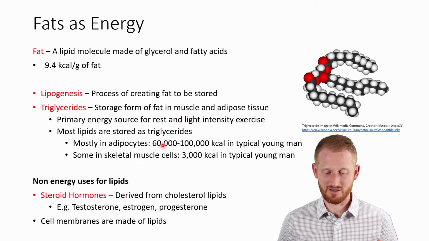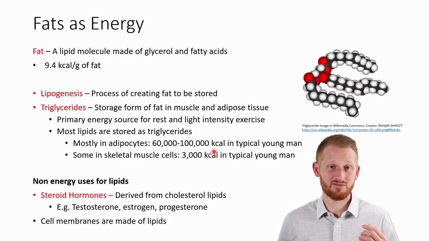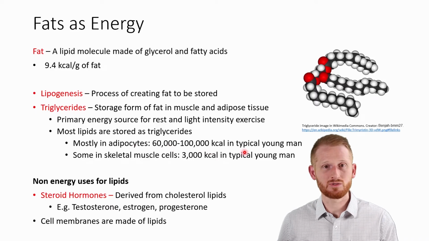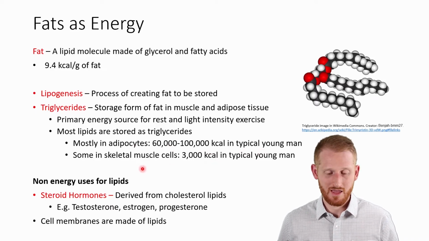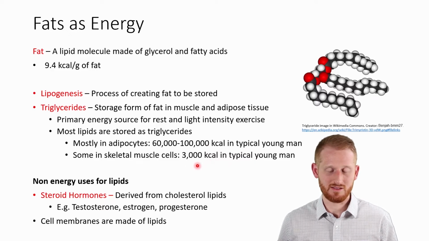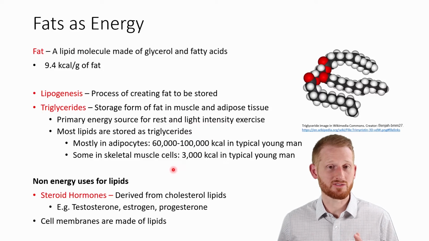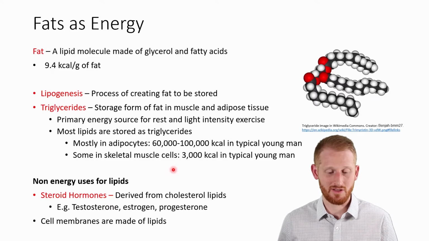So we get somewhere around 60,000 to 100,000 kilocalories worth of fat in our adipose tissue in just a typical young, healthy man. And we get around 3,000 kilocalories of fat that is spread throughout our muscles and stored within our muscles, also again in a typical young man. And as I already mentioned, the triglyceride molecule is where we get most of our energy for rest and light intensity exercise.